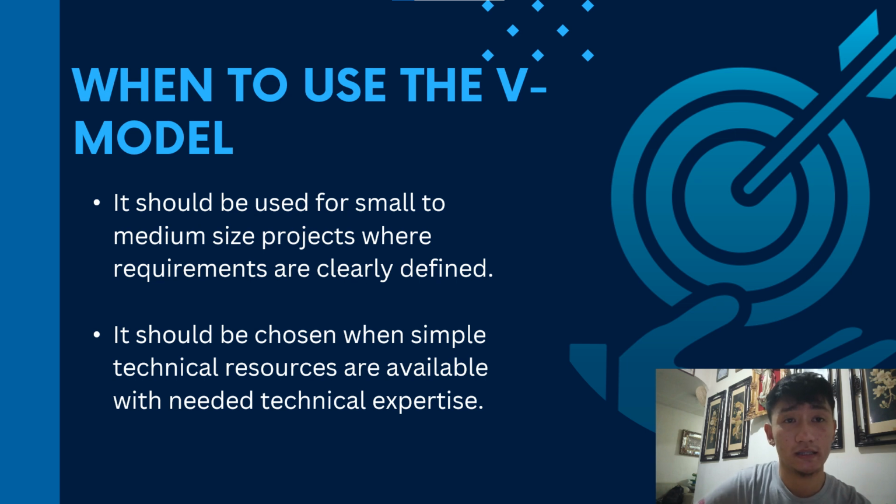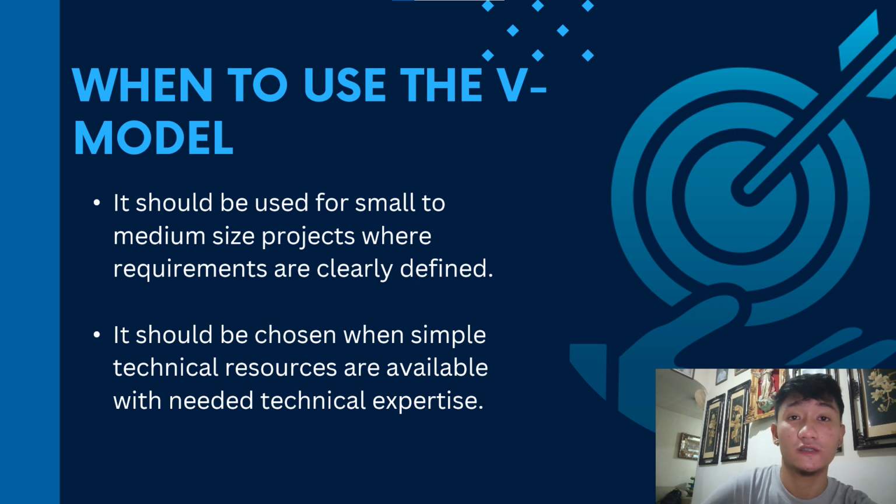When to use the V model: it should be used for small to medium-sized projects where requirements are clearly defined. And it should also be chosen when simple technical resources are available with the needed technical expertise. The first phrase means the V model is best used for small to medium-sized projects where everything that needs to be done is clearly known from the beginning. This is because there is a corresponding step in testing. If the requirements change a lot during the project, this model doesn't work as well. So it's ideal when you are sure about what you want from the start.